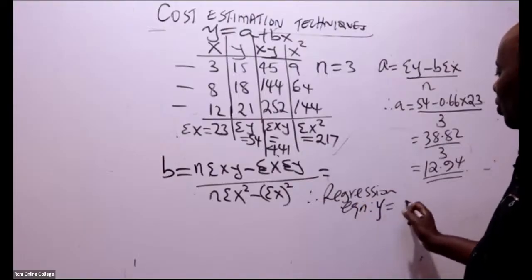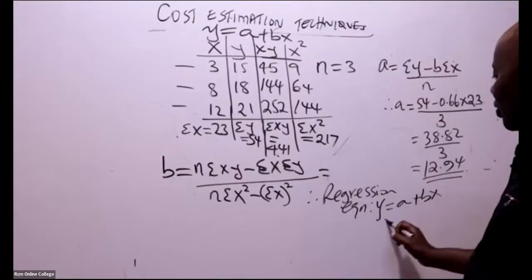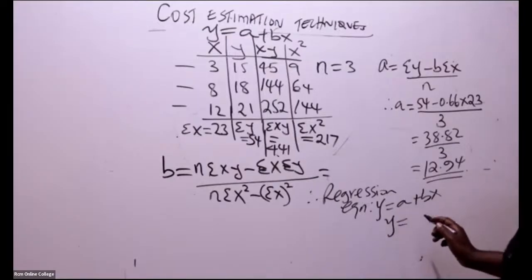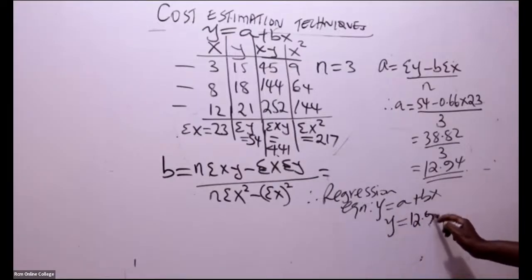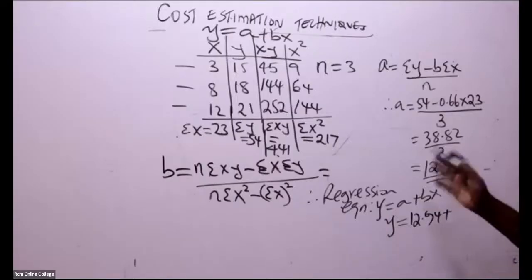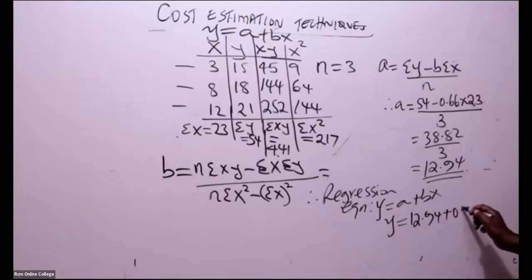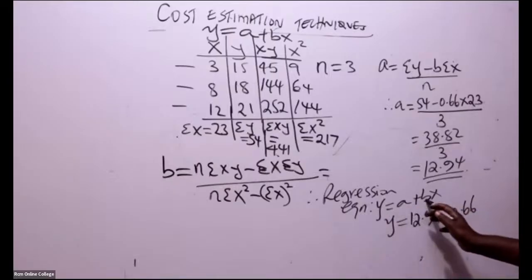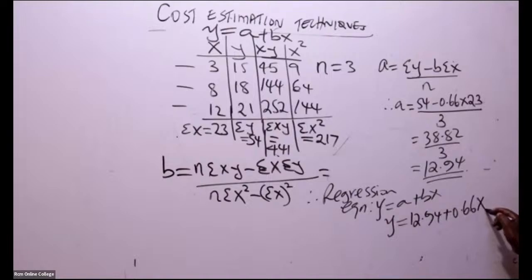is y equals a plus bx. So it is y equals a, which is 12.94, plus b. B, which is what here? B already we know. It was 0.66. So once you have gotten the a and the b, you come and substitute for them like that.